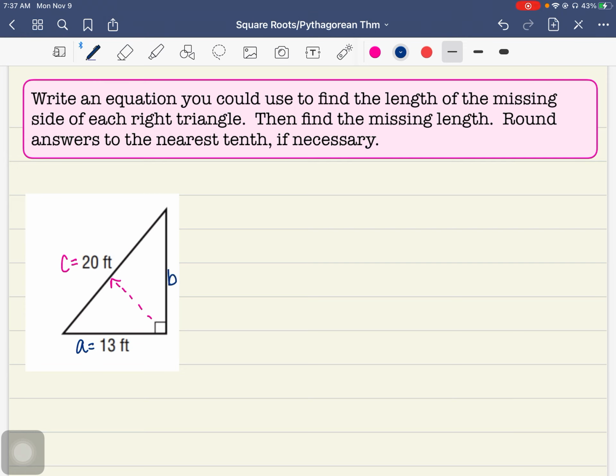All right, the next thing I want you to do is to write down the formula with the A's, B's, and C's in it. All right, the formula that you should have written down was A squared plus B squared equals C squared. Okay, so now I want you to pause the video, substitute the values in, and start working on solving it.